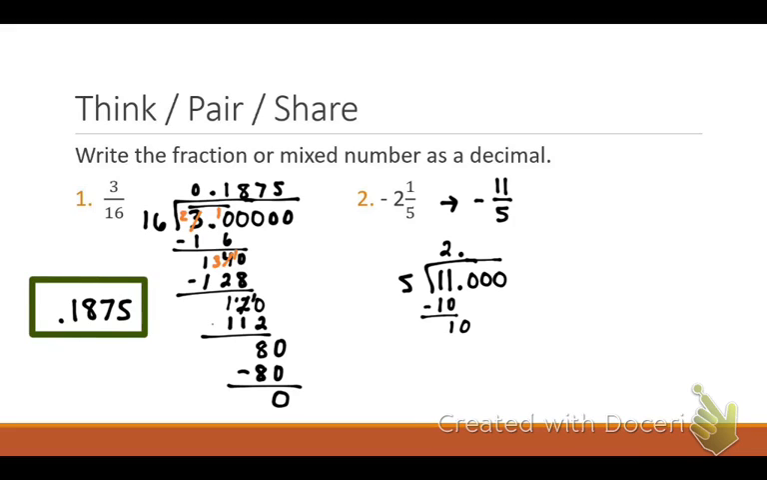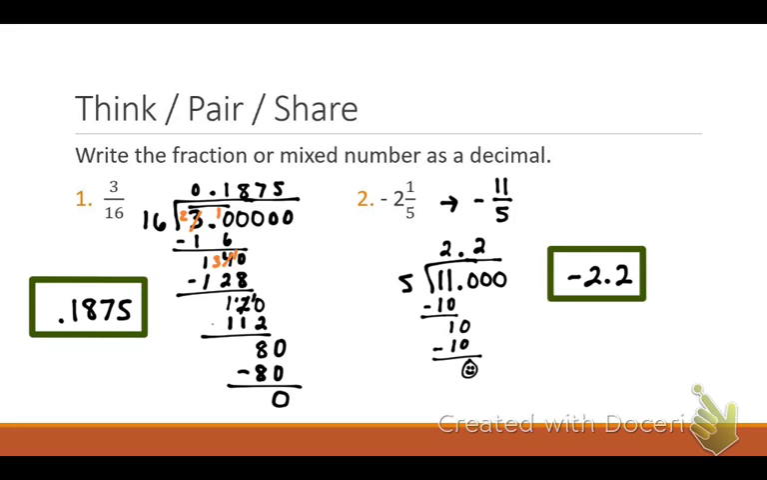How many times can 5 go into 10? 2. 2 times 5? 10. 10 minus 10? 0. When you get to the end and there's nothing else to bring down, you are finished. Luke, what's your final answer? Negative 2.2 is correct. Remember, write it off to the side. Thank you for remembering that negative.